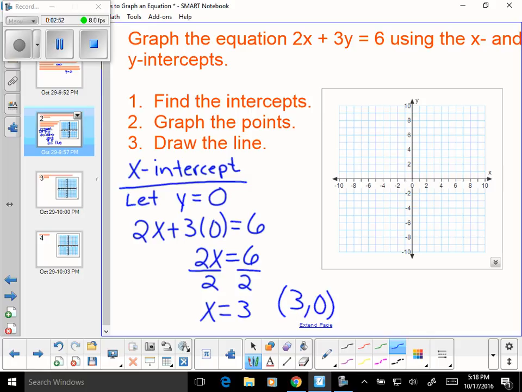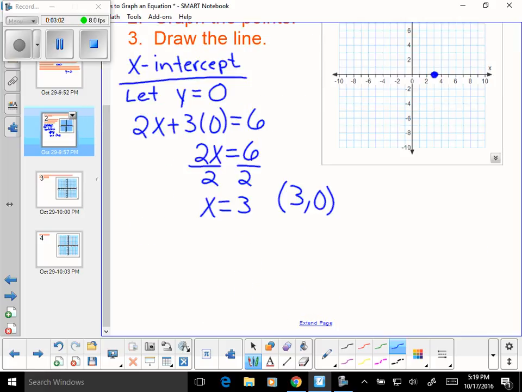Start at the origin, move right to 3. I don't go up or down, I'm right on the x-axis. Now I need to do my y-intercept.